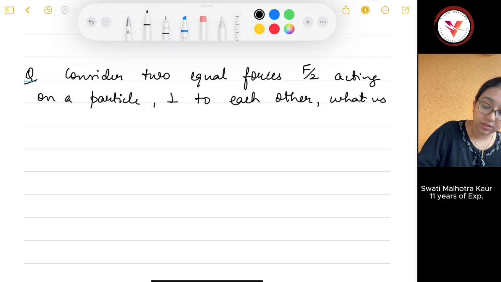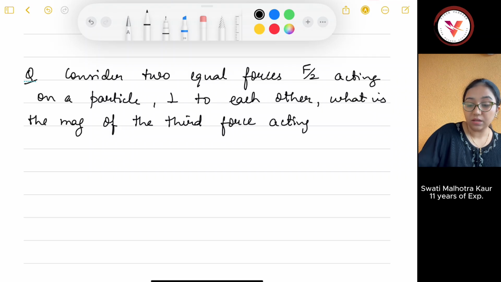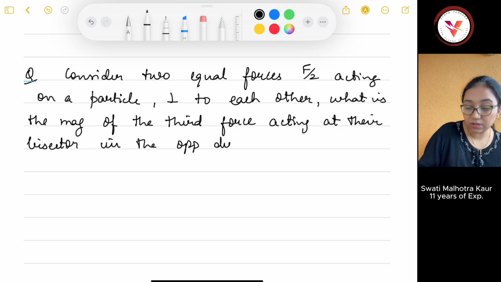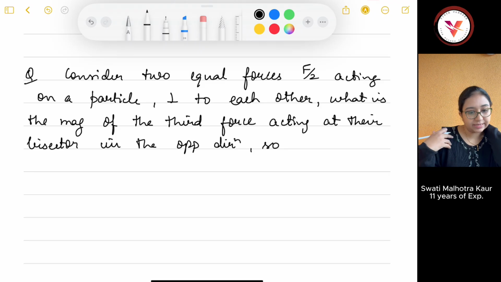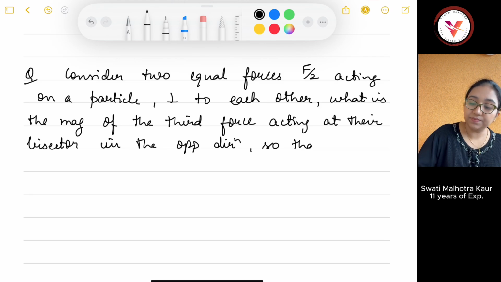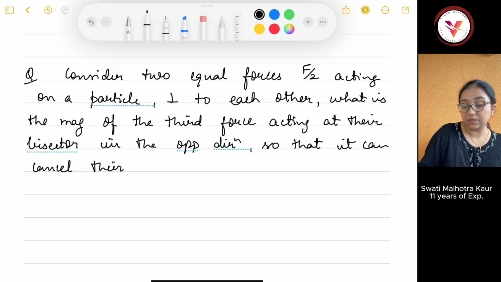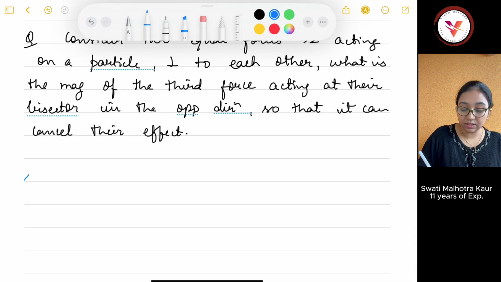So what is the magnitude of the third force acting at the bisector in the opposite direction, so that it can cancel their effect? Cancel their effect means they should have equal magnitude, because it's obviously acting in the opposite direction. So all they need is the equal magnitude.